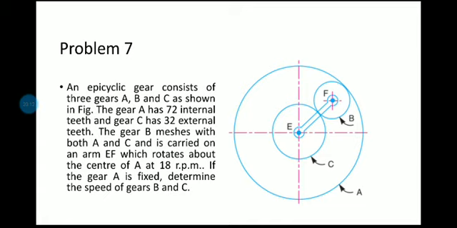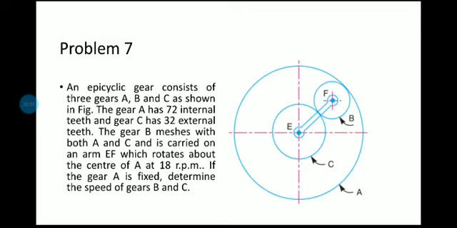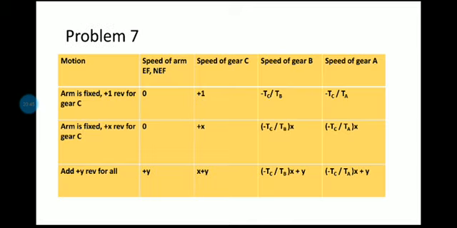So here, starting with C, which is meshed with B, which is meshed with A, you need three columns: NC, NB and NA. These are the speeds of gear C, B and A. First case, arm is fixed, +1 revolution for C. So arm speed is 0, gear C revolution is +1, and the speed of gear B: C and B are mating gears, so you can write NB by NC equal to TC by TB, or NB equal to NC into TC by TB, but NC is 1 and it is external gearing, so minus symbol, so minus TC by TB.